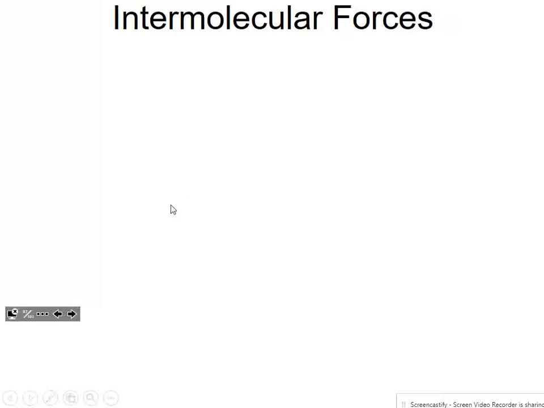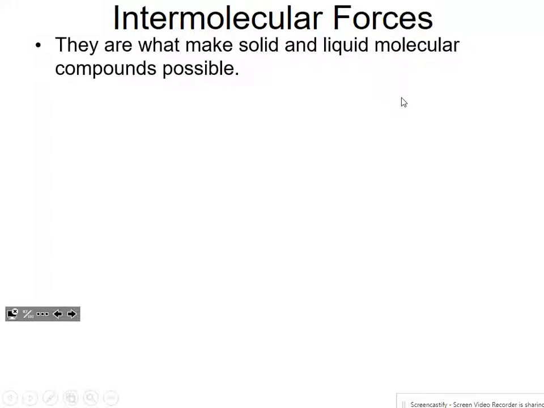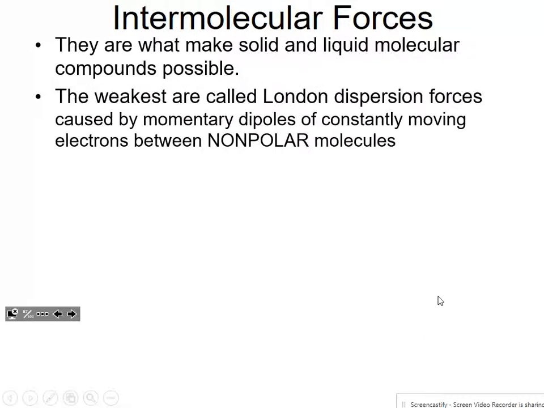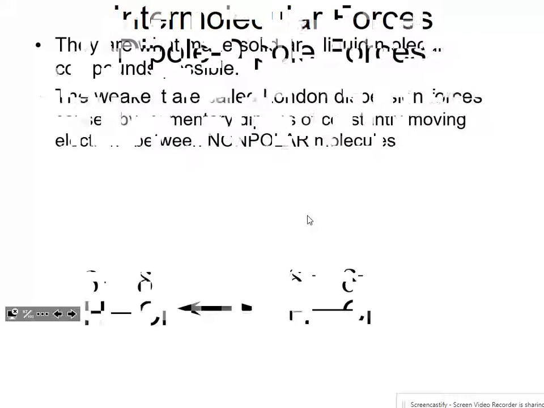So intermolecular forces are what make solid and liquid molecular compounds possible. The first type of intermolecular force is called the London dispersion force. These are caused by momentary dipoles of constantly moving electrons. If I asked you to disperse around the room, you would move. It's just the idea that these molecules are moving. And so London dispersion forces occur between nonpolar molecules. You'll probably want to highlight nonpolar molecules.